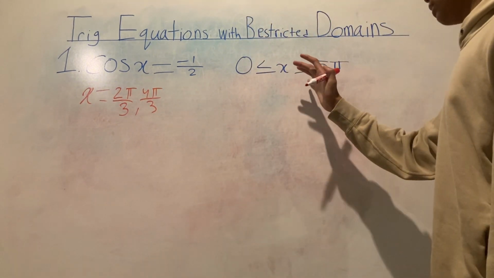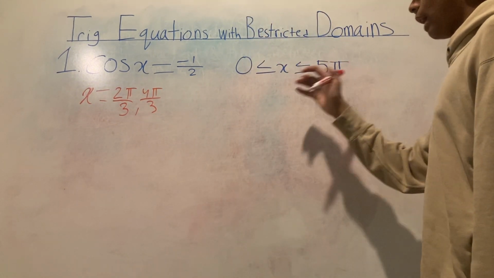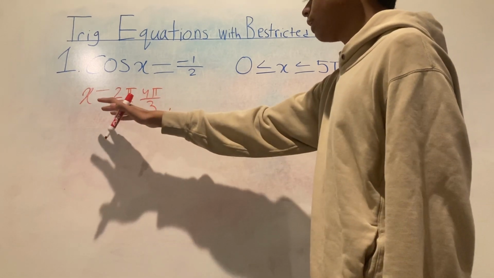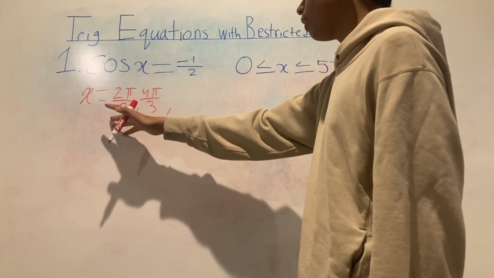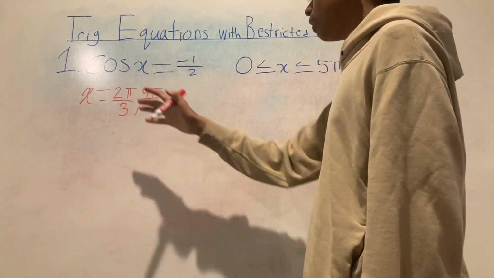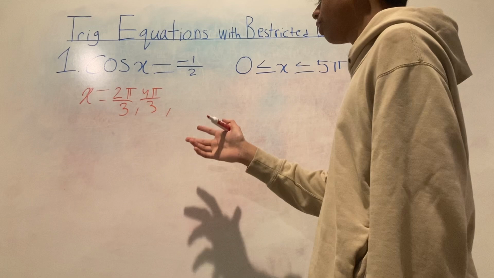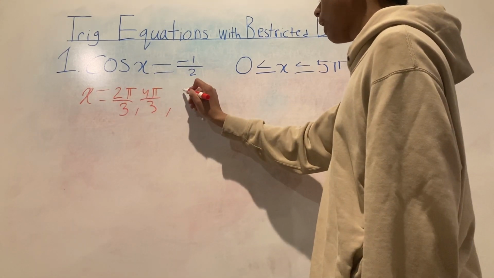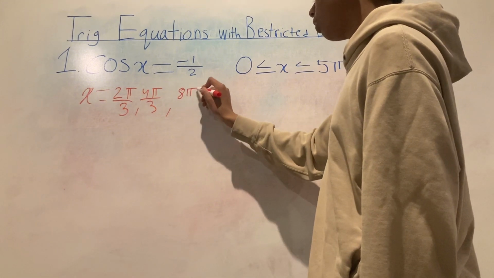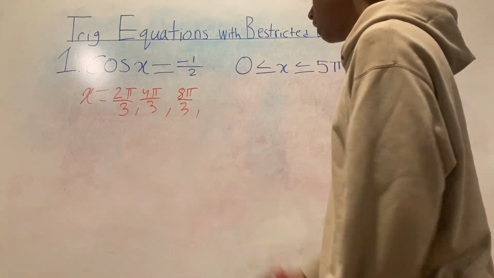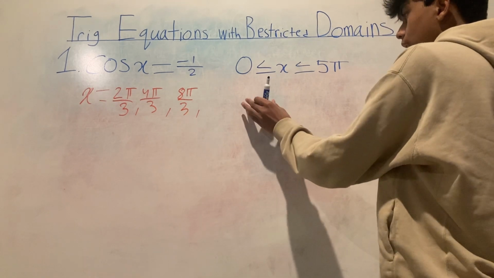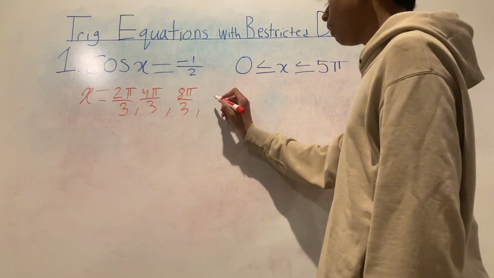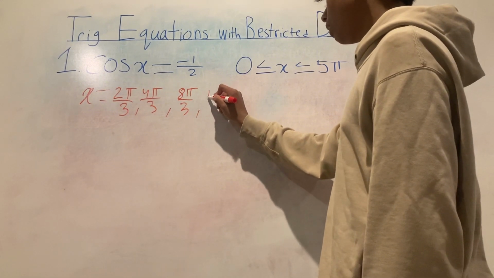But we see that there's a domain of 5 pi, and this is only between 0 and 2 pi. So what we're going to do is take this first root we have, 2 pi over 3, and add 2 pi. So 2 pi is also 6 pi over 3. So 2 pi over 3 plus 6 pi over 3 is going to be 8 pi over 3. And we keep doing this process until we get something that's 15 pi over 3, which is 5 pi. So 4 pi over 3 plus 6 pi over 3 is 10 pi over 3.